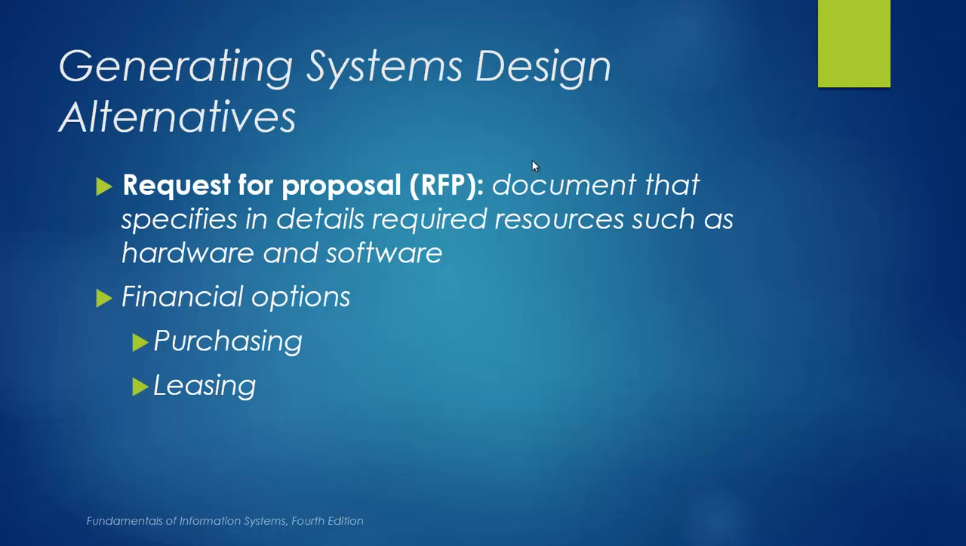The system will include many elements, as explained before, including software and hardware. The team could develop part of the software or could outsource both software and hardware to a vendor. If using an external vendor, a document called Request for Proposal has to be developed. This document will specify in detail the required resources for system design, such as the hardware and software. Some of the options mentioned in the proposal are the financial options of purchasing or leasing the hardware.